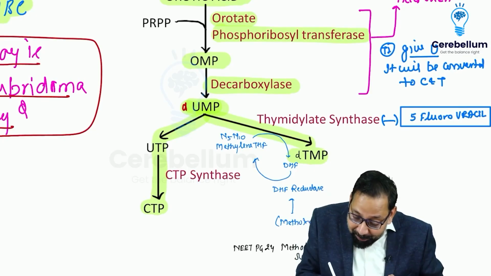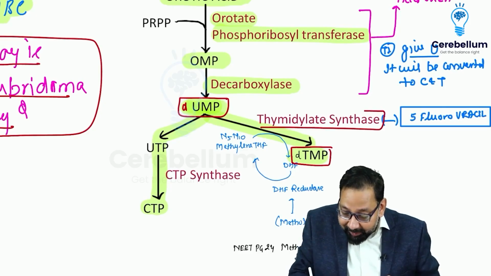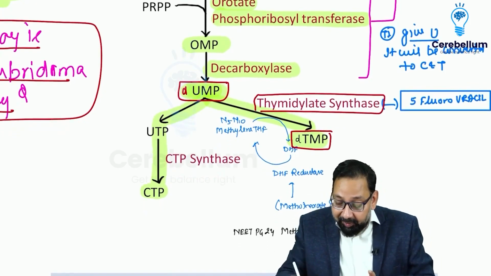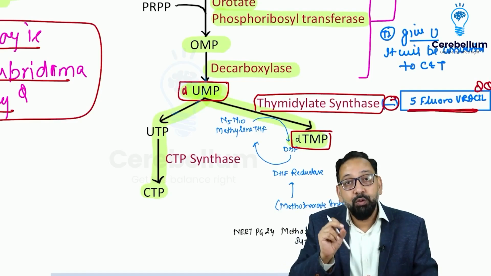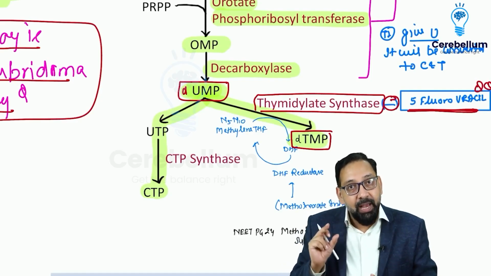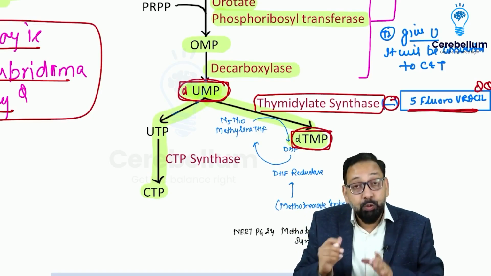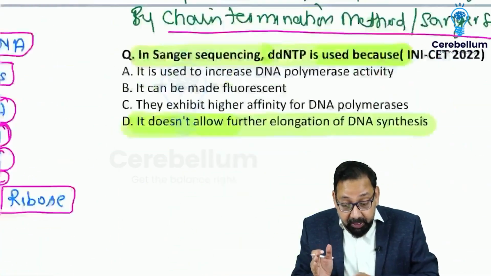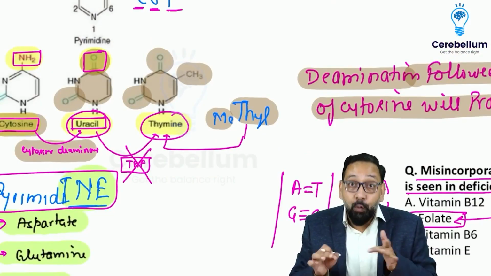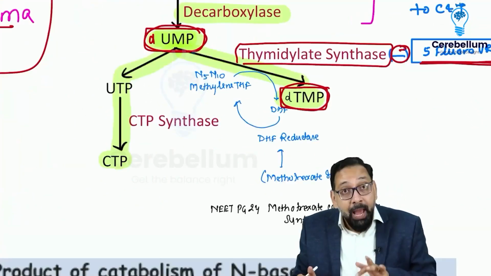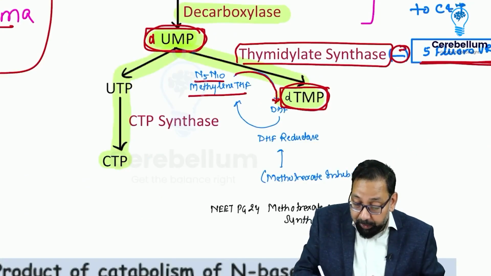So dUMP is converted to dTMP by thymidylate synthase. This thymidylate synthase is inhibited by 5-fluorouracil. Question: 5-fluorouracil inhibits thymidylate synthase. When dUMP is converted to dTMP, you know the only difference between U and T is a methyl group, and the methyl group donor is folic acid. N5,N10-methylene tetrahydrofolate is converted to dihydrofolate in this reaction.